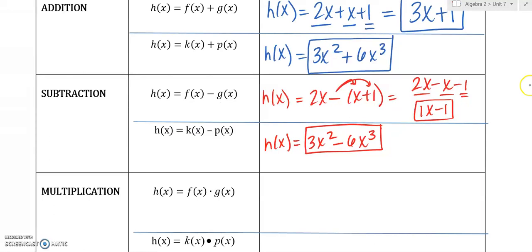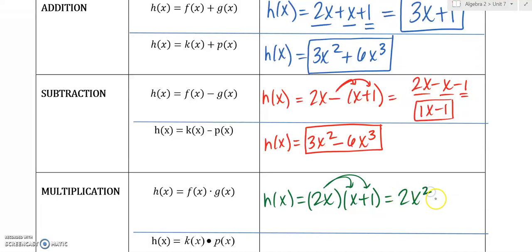Okay, multiplication. I take two things and I multiply them together. So I have h of x is equal to f of x, which was 2x, and I'm multiplying this by x plus 1 because that's what I had for g of x. If they're like this, I can think about distributing in, and I'm going to be left with 2x squared plus 2x. I cannot combine those, but I did multiply them.